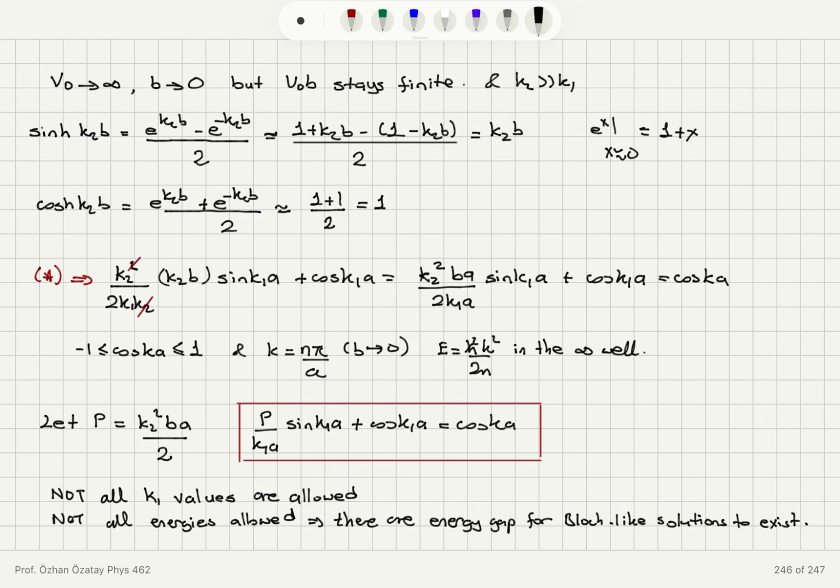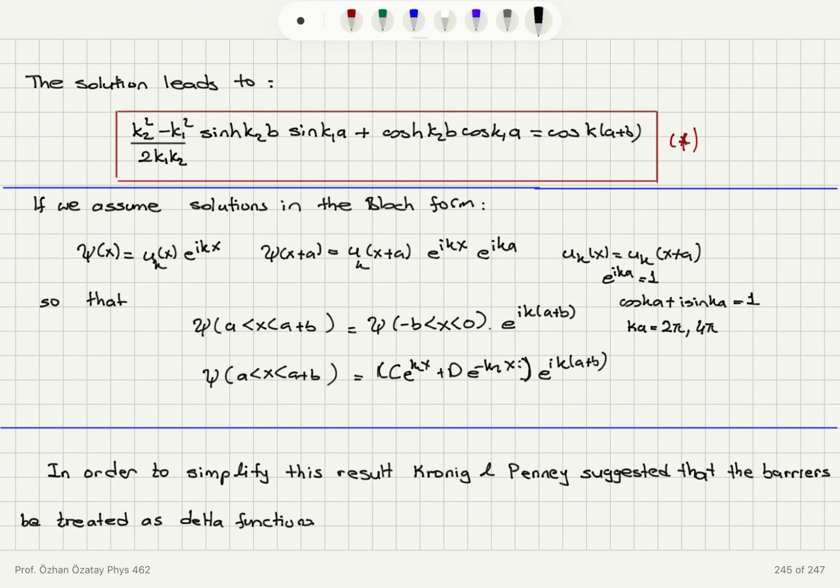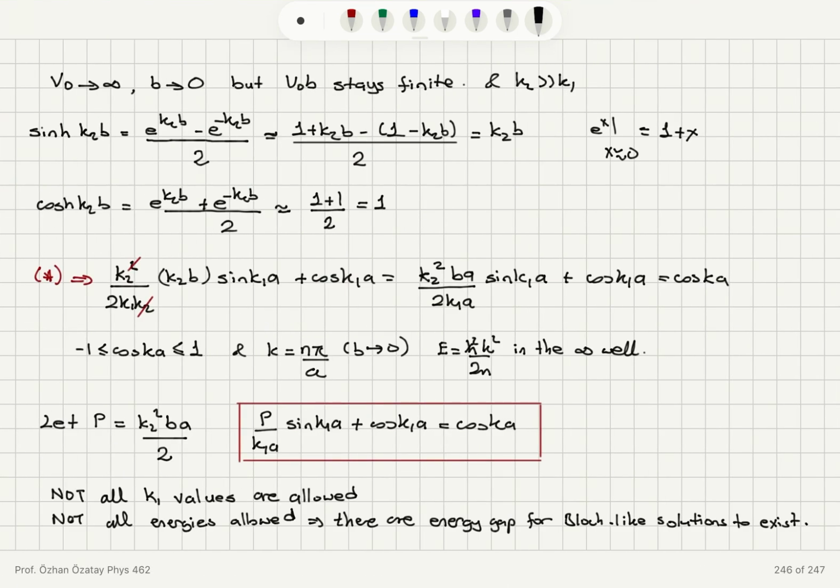So that gives us k2 square k2b divided by 2k1. So I multiply top and bottom with a, so it becomes k2 square ba over 2k1a sine k1a plus cosine k1a. This is equal to cosine k a plus b, but because b is 0, it becomes cosine ka. So we can see that these solutions should be, because they are equal to cosine ka, between minus 1 and plus 1, and k should be n pi over a as b goes to 0. So we have energies h bar square k square over 2m in the infinite well.